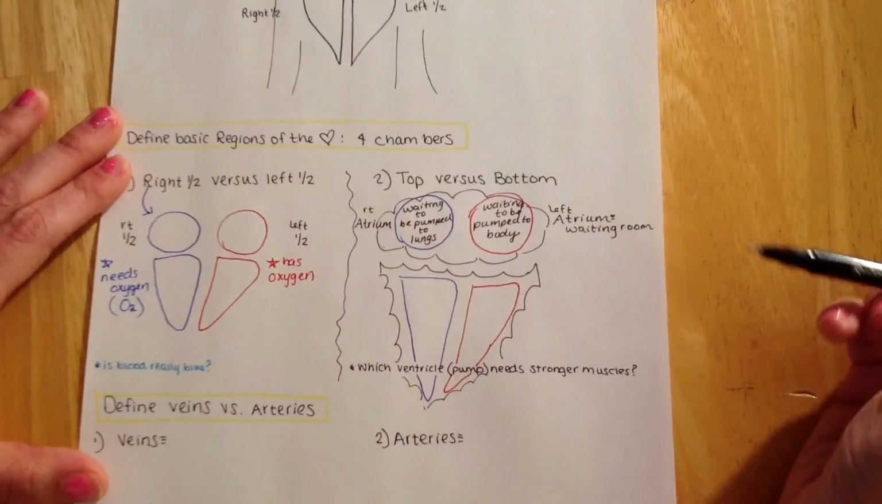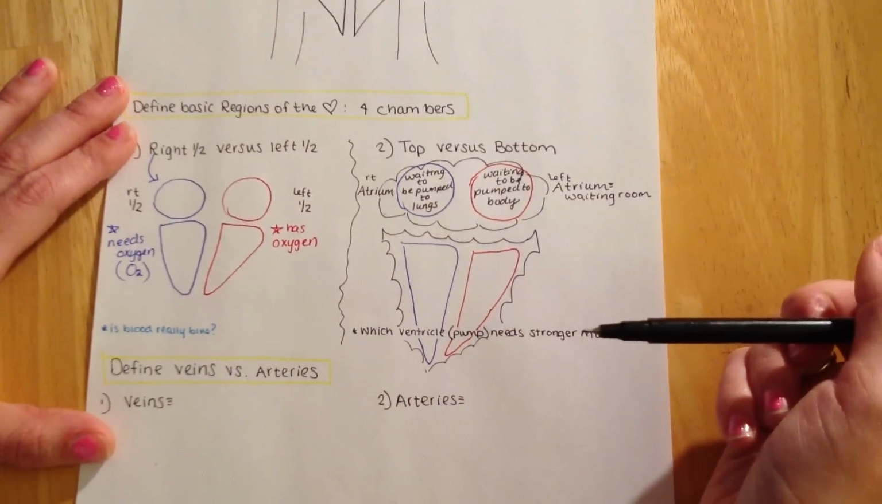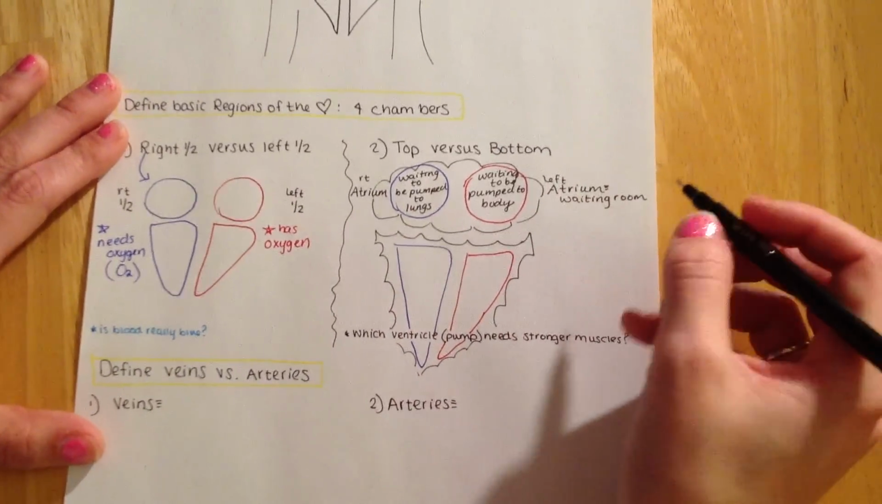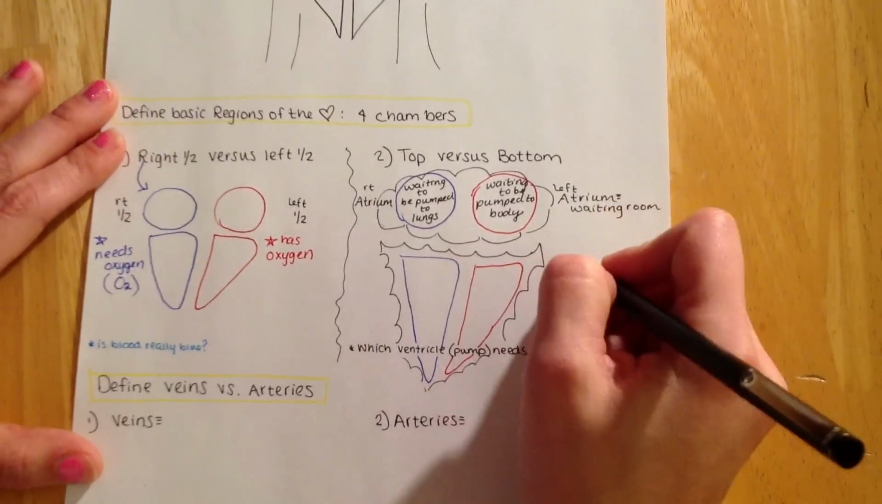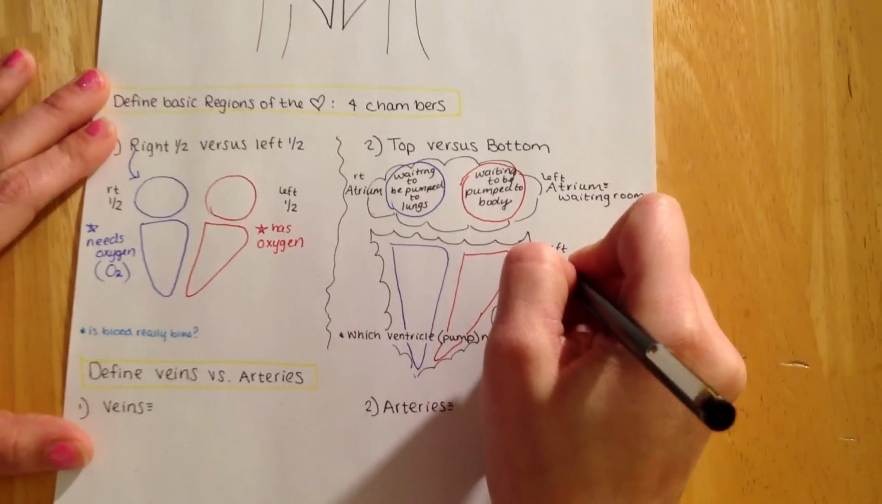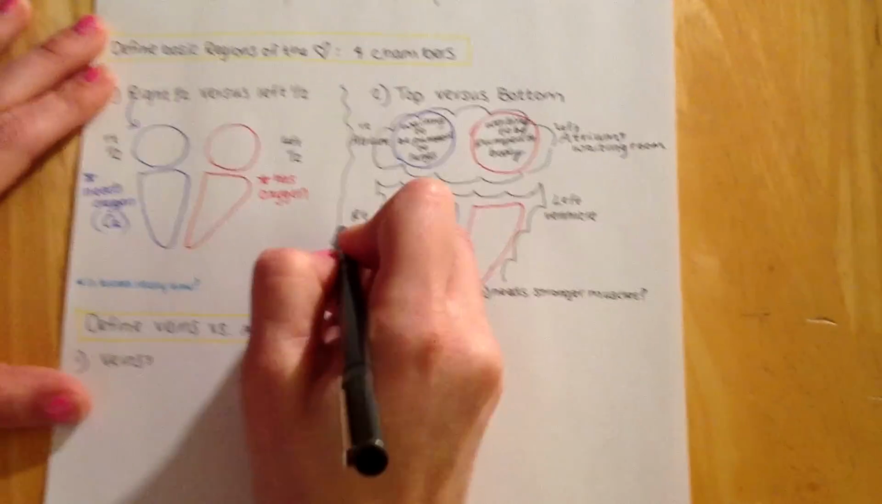Okay, so if we're waiting up here on the top half of the heart, on the bottom, we're pumping. So the bottom, these are the ventricles. So we have the left ventricle, and the right ventricle.